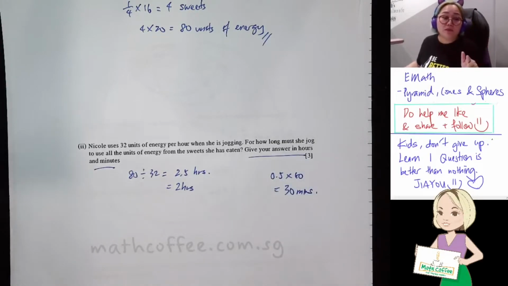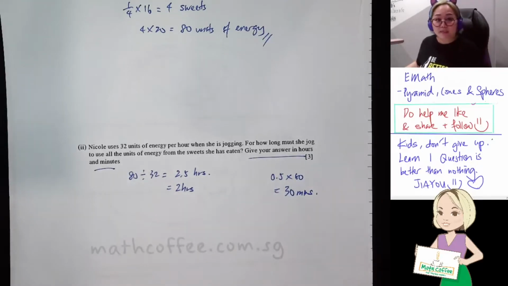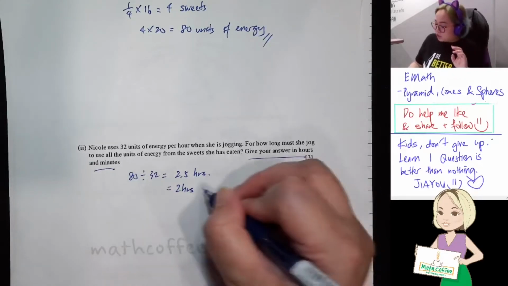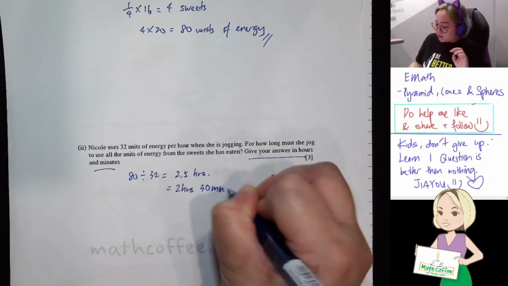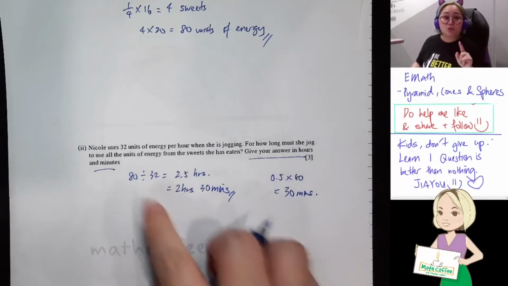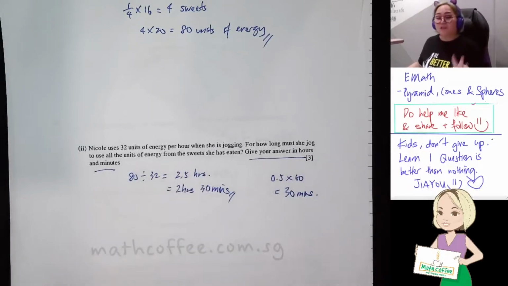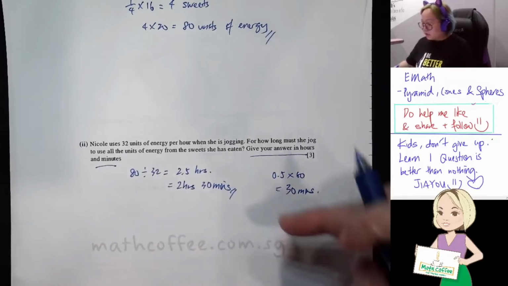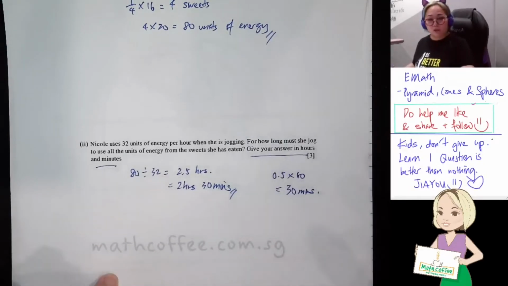Please don't give me 2 hours 50 minutes or worse, tell me 2 hours 5 minutes. You need to know 0.5 hours is 0.5 times 60, it is 30 minutes. So it is 2 hours 30 minutes. You'll be surprised, I got students who say 2.5 hours is 2 hours 5 minutes. I failed. So please remember that. So this is this part, this question.